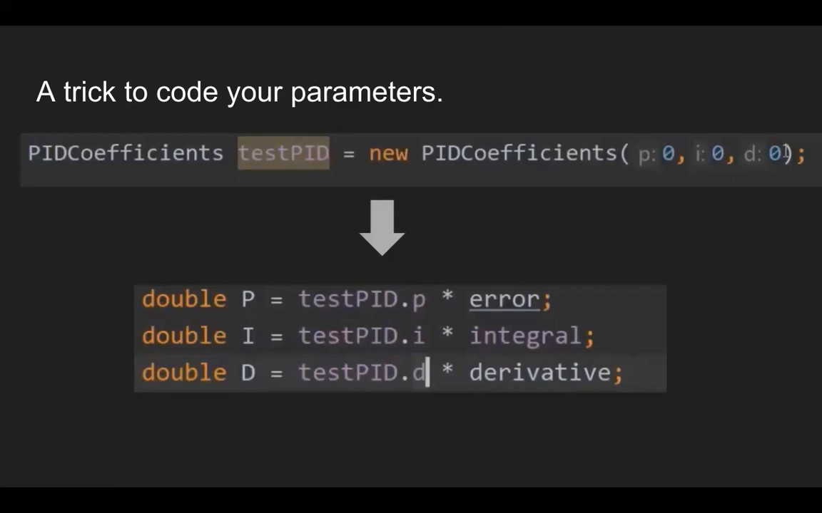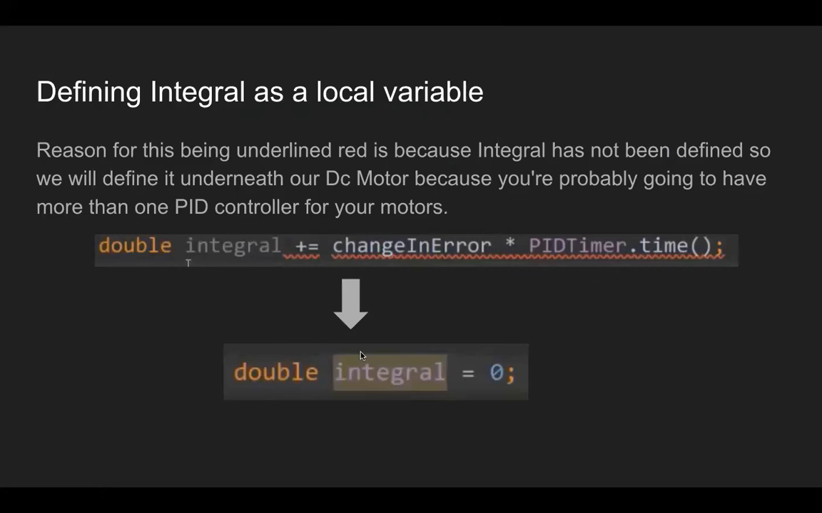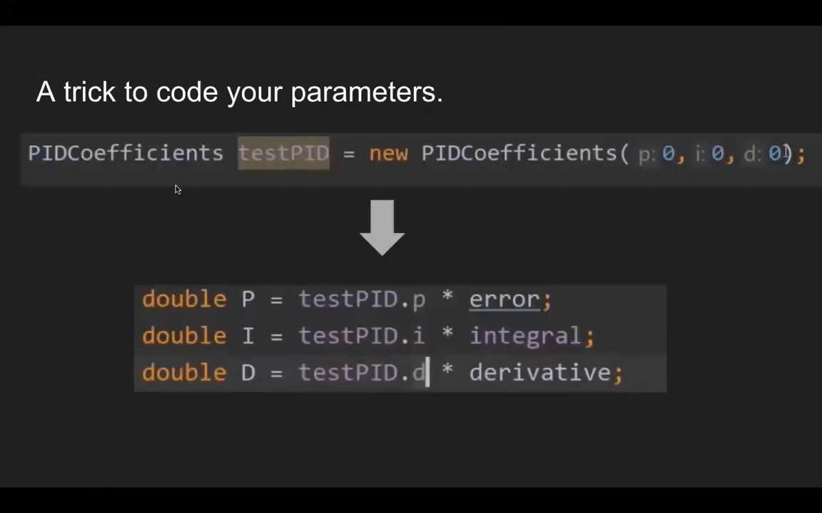So how we could do that is, underneath DC motor, we put this: PID coefficients, and name it testPID, which is equal to new PID coefficients, where P equals 0, I equals 0, and D equals 0. We put that here, and then next we scroll down to our PID and rename it to testPID.P, testPID.I, and testPID.D.